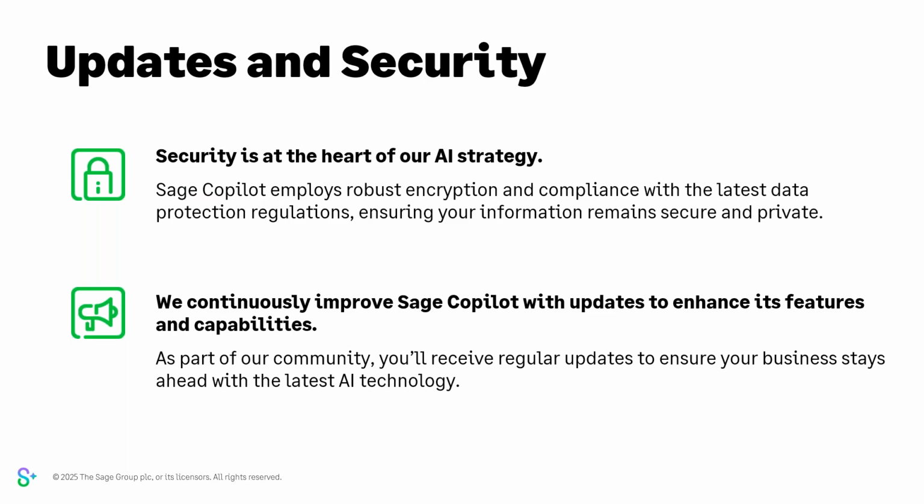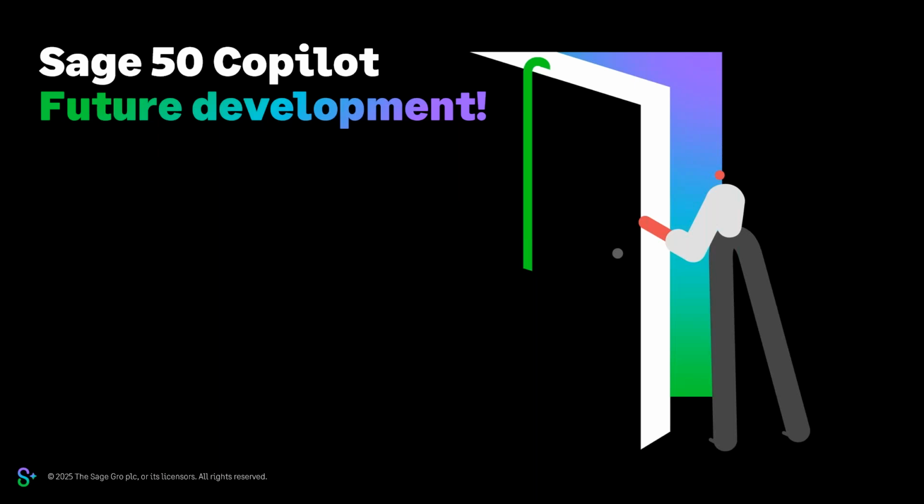And again, Lisa touched on this a little bit earlier. There will be further enhancements available when version 32 is released. So you will receive regular updates to ensure your business stays ahead with the latest AI technology. Now, what I have covered today is the current Copilot insights. But remember, this is just the start. So Lisa did touch on that earlier, version 32, what you can expect going forward.